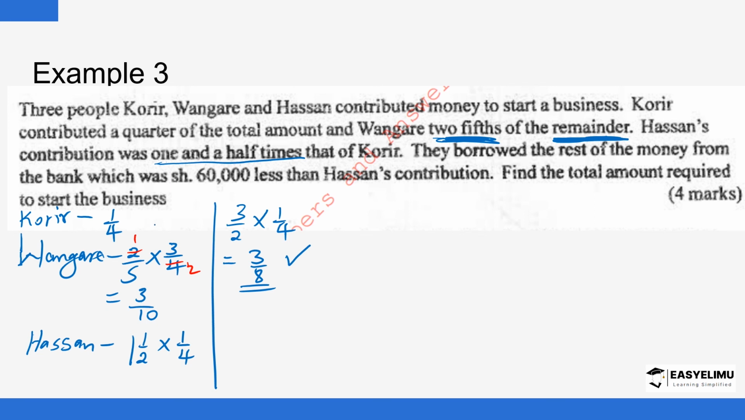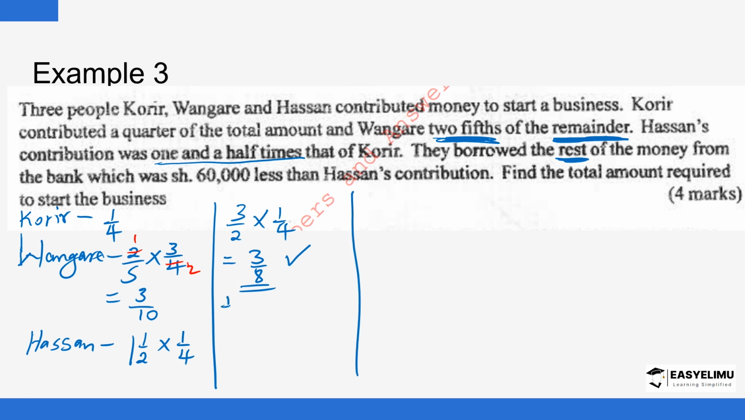So we have the fraction that is representing Korir's contribution, the fraction that is representing Wangare's contribution, and that fraction that is representing Hassan's contribution. So we proceed from that, and then the other piece of information that is given is that they borrowed the rest. So for us to get the rest, what is the rest? We have to see if you add Korir's, Hassan's, and Wangare's, what is that fraction? Then you'll be able to subtract that from 1, then you'll be able to get what remains as the rest.